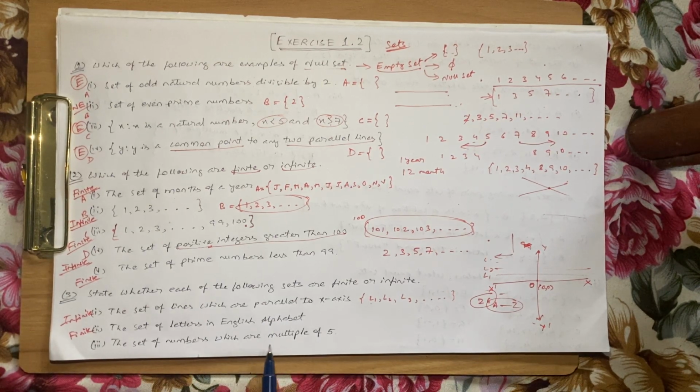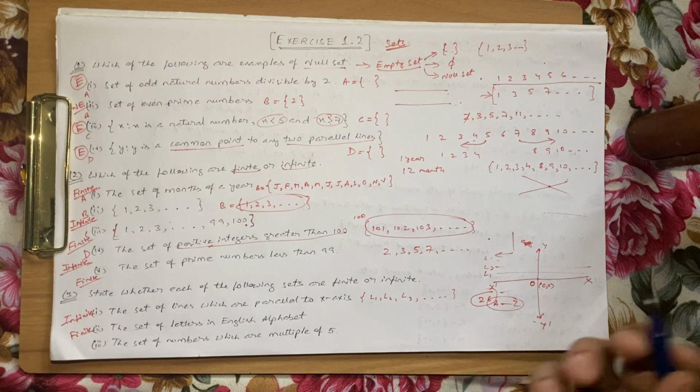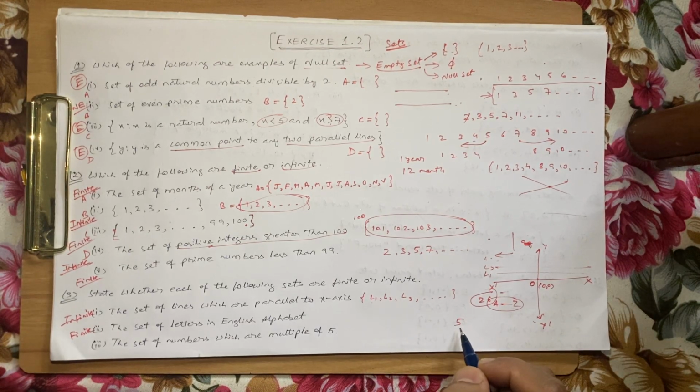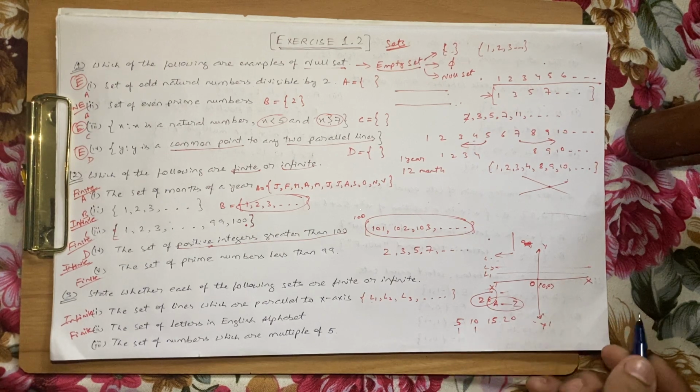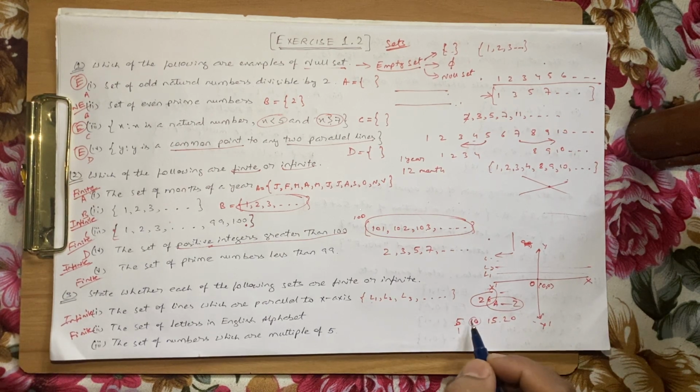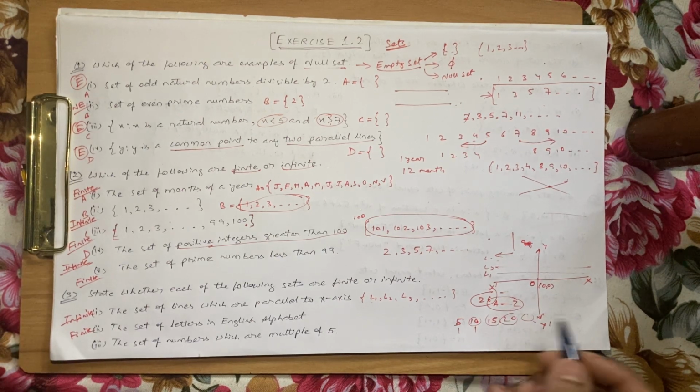The set of numbers which are multiples of 5. Now what do you mean by multiple of 5? 5. Then 10. 5, this is 1 time, this is 2 times, then you get 15, then you get 20. Each of these is a multiple of 5. This is 1 times 5. This is what? 2 times 5. This is 3 times 5, 4 times 5, then 5 times 5. You'll get 25 and so on.